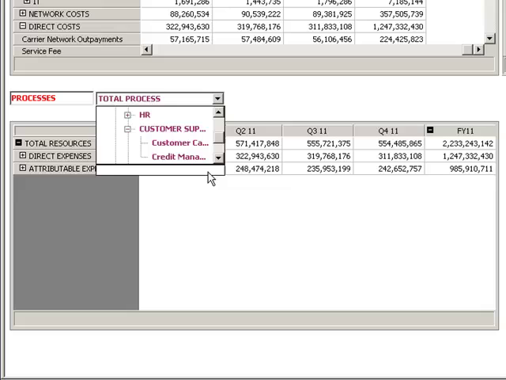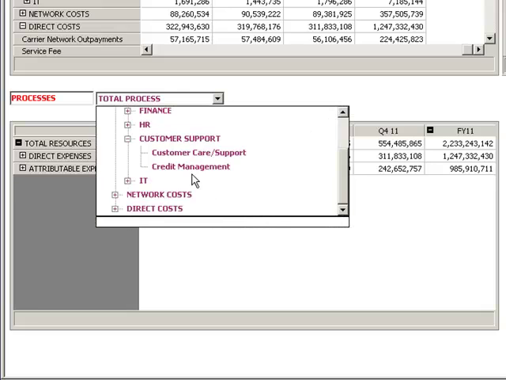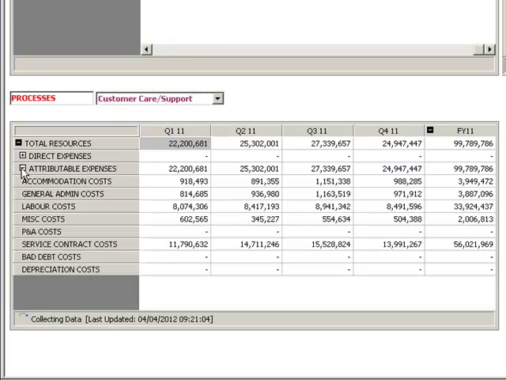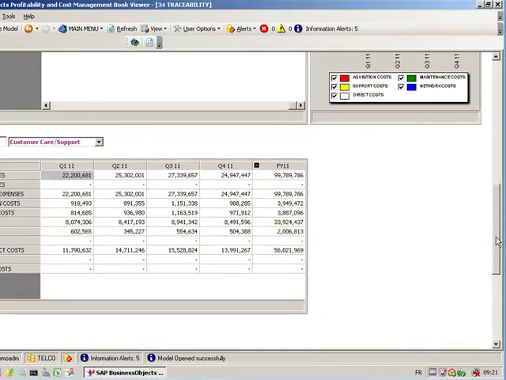If I look at the customer support process, and in particular customer care, we have a very high service contracts cost last year. We might need to recruit potentially internal staff to cope with the increasing demand, or to increase their efficiency in handling customer calls. So this is a productivity issue potentially.